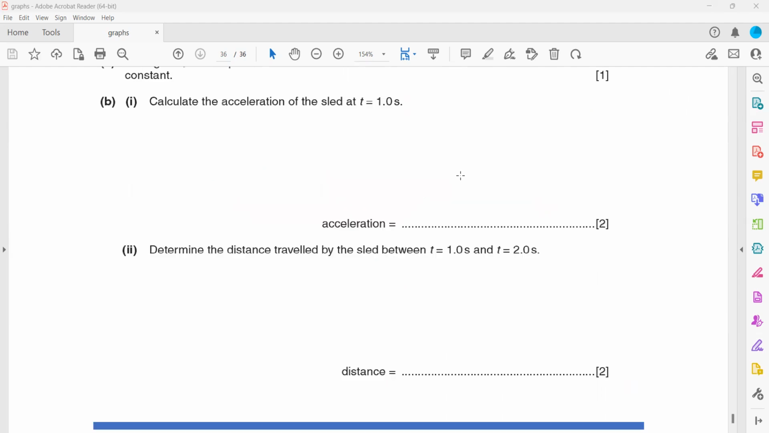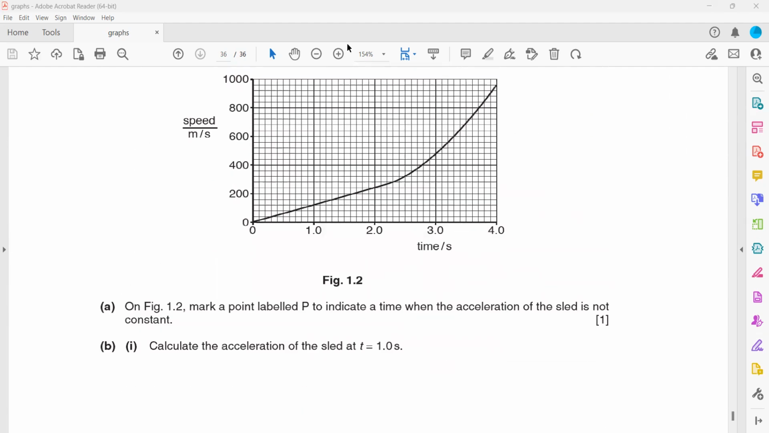Next, the distance traveled from 1 second to 2 seconds. So I mean this region. There are two shapes: one is a triangle, another is a rectangle, or you can use a trapezium. If you divide it into a triangle and a rectangle, this part is a rectangle and this one is a triangle.